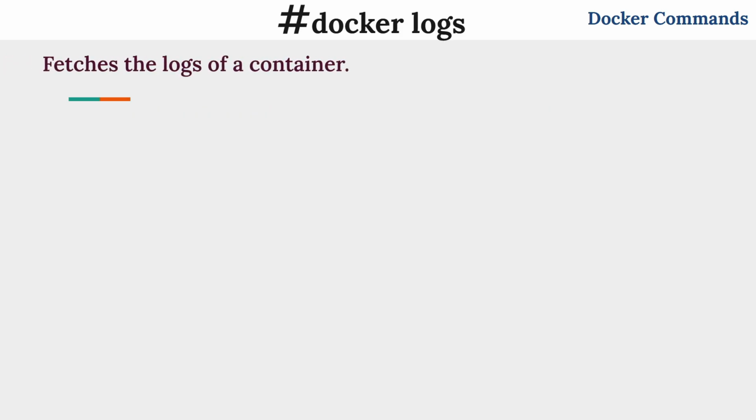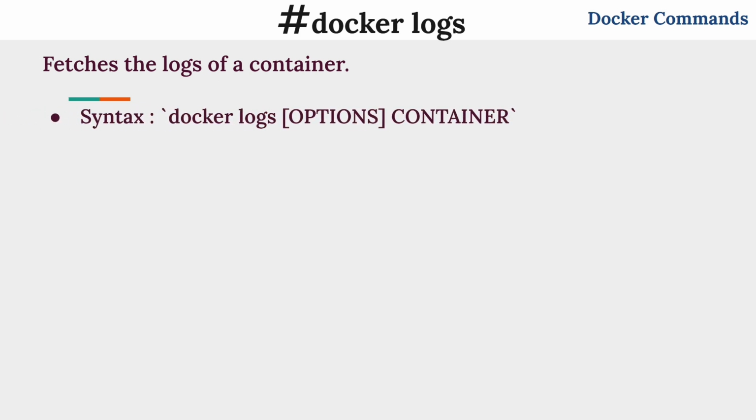Next command is docker logs. The docker logs command in Docker is used to fetch the logs of a running container. It allows you to view the standard output (stdout) and standard error (stderr) logs generated by the container's main process. Here's a detailed explanation of how to use this command effectively.